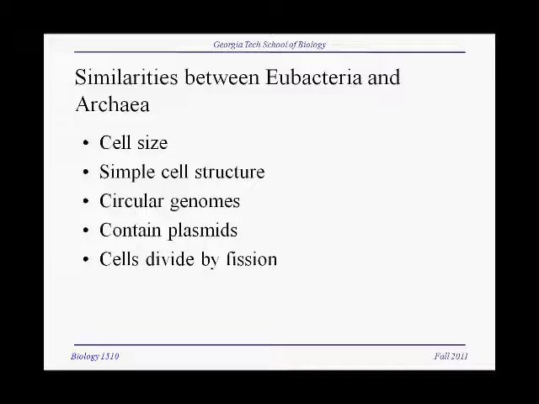So in just looking at structures, it's very difficult to distinguish bacteria from archaea. They have similar cell size. They have, as we saw, very similar simple cell structures. Both of them have circular genomes. Both of them contain plasmids, and both types of cells divide by simple fission.